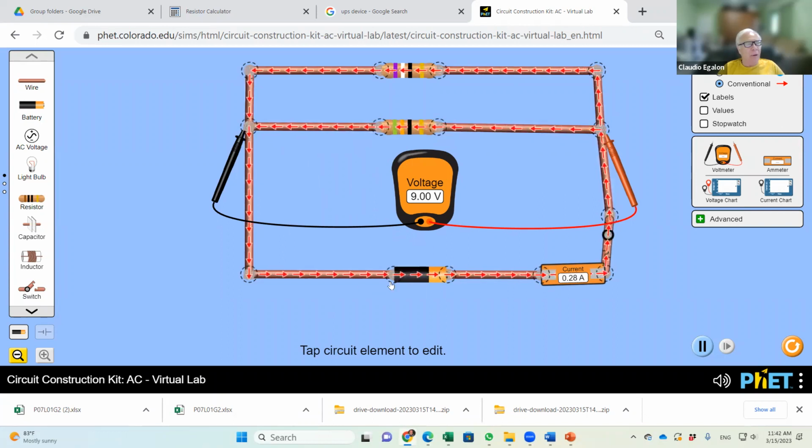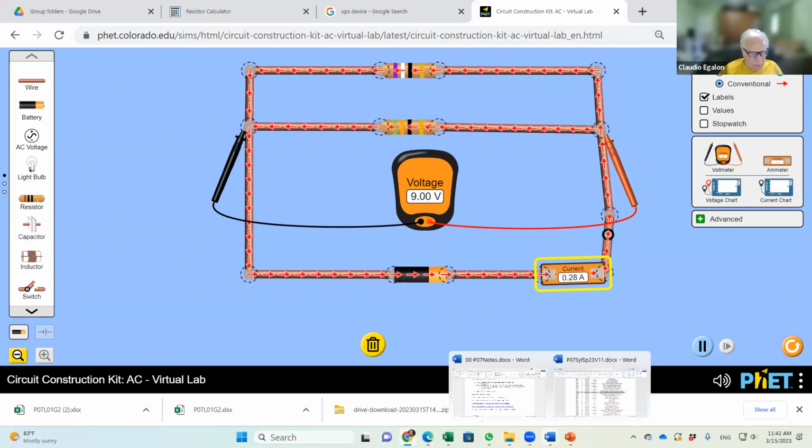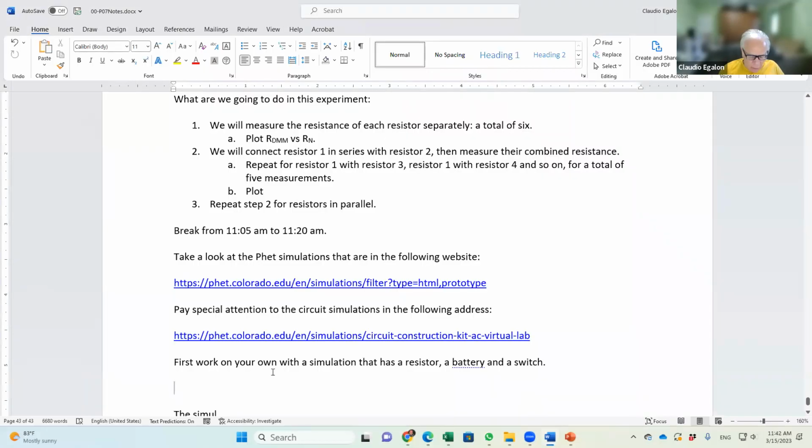And what's a very important difference between the voltmeter and the ammeter? The voltmeter, you connect it in parallel. The ammeter, you always connect it in series. Very important. This is part of what's taught there in the book, and I'm going to write that for you.